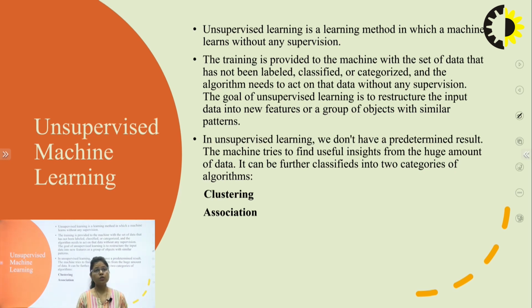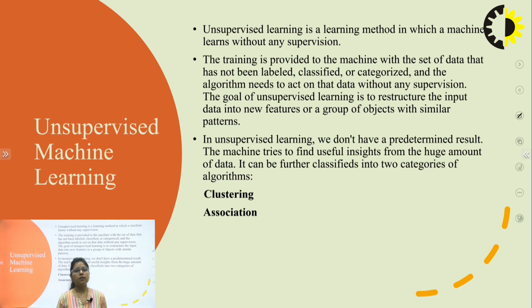The goal of unsupervised learning is to restructure the input data into new features or a group of objects with similar patterns or similar clusters. In unsupervised learning, we don't have a predetermined result. The machine tries to find useful insights with the help of a huge amount of data. It can be further classified into two categories of algorithm: clustering and association.